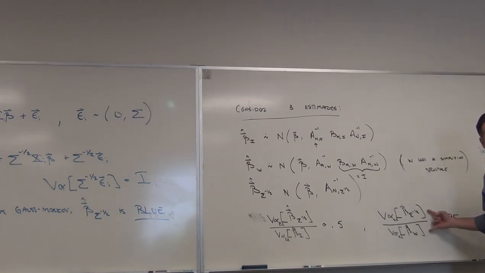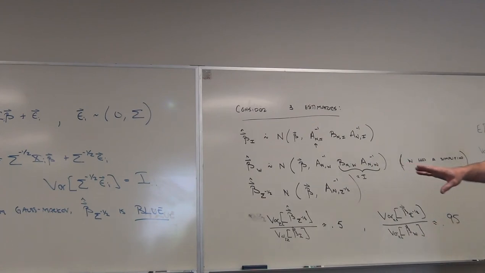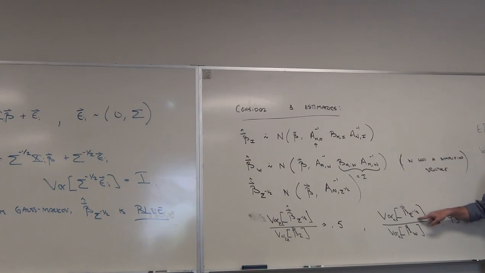No. They're going at the same rate. They're both going at root capital N. This thing is not going to 1, right? I mean, they're going off at the same rate, root capital N. This is, again, the true variance of this guy, okay? It's the true variance of that guy.